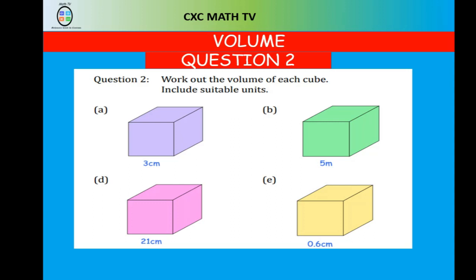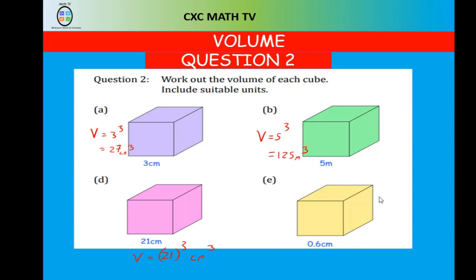Now, if it was a cube, how do we do that again? Very easy. It's just length cubed. So 3 cubed, which is 27 centimeters cubed. The next one, 5 cubed, which is 125 meters cubed. This now is 21 cubed centimeters cubed.